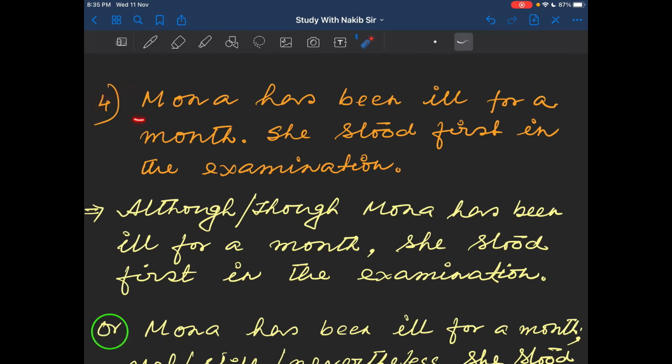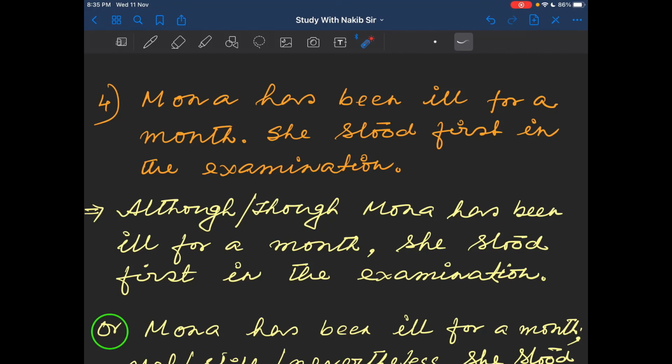Question number 4. Mona has been ill for a month. She stood first in the examination. See the relation. She has been ill for a month, so it was natural for her not to do a good result. But she stood first in the examination. Again here, the relation is contrastive or adversative. When the relation is like this, you will use although or though or nevertheless, still or yet.